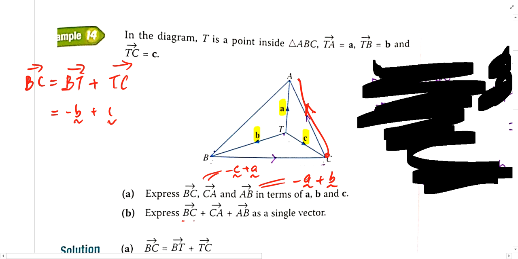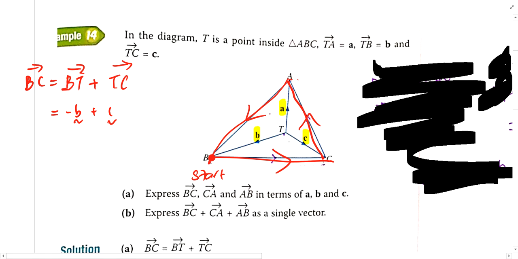Now, express BC, CA, AB as a single vector. What does this mean? B start to C, C to A, A to B as a single vector. What do you think the answer is going to be? 0, yeah, it's a 0 vector. Because we start and end at the same point, right? Okay, the other way of looking at it is that all the intermediate points are the same, so they will cancel. So this is actually BB, right, which is 0.